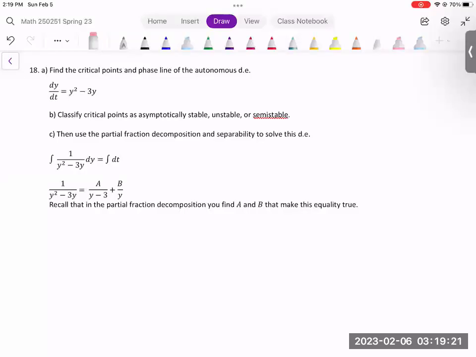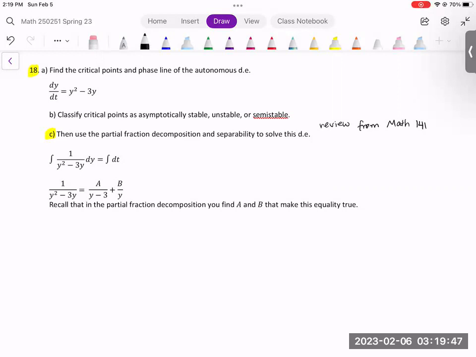Okay, I got a couple of questions about number 18, part C. And since this is intended as a review from Calc 2 of the idea of partial fraction decomposition, I wanted to do it together.